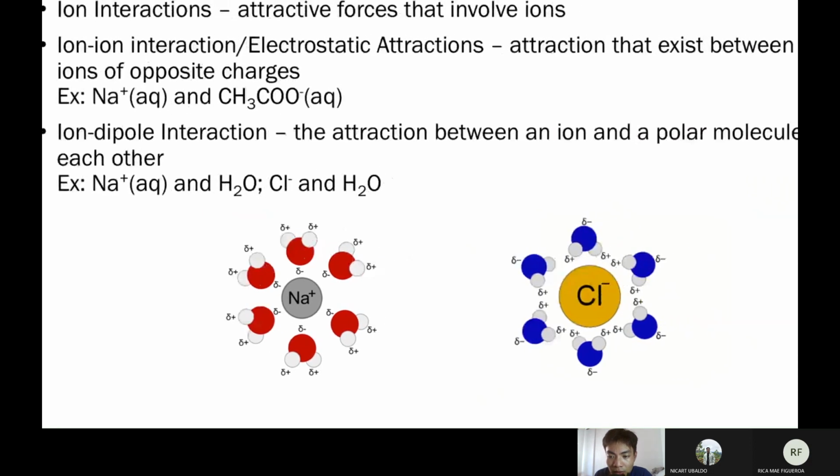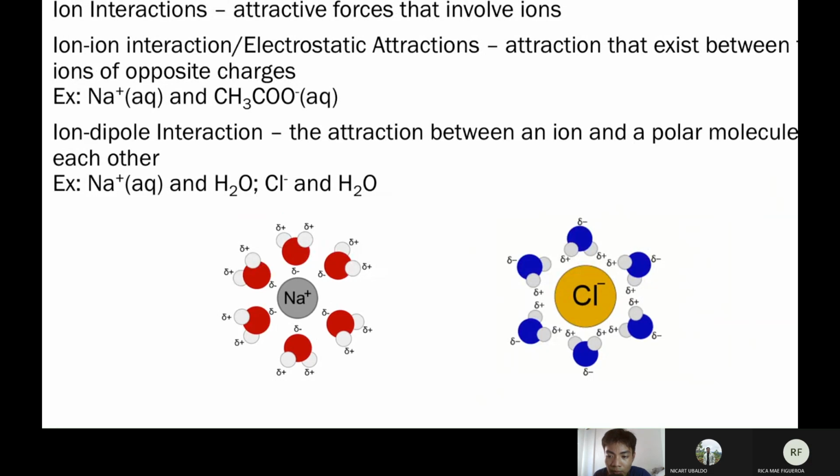The negative pole is where the electronegative atom is. The positive pole, or the positive end, is where the least electronegative atoms are. So water is a dipole and it is polar. The oxygen bears the partial negative charge because it is the most electronegative atom in the molecule. Hydrogen bears the partial positive charge because it is the least electronegative atom. So you will notice that our water has partial charges.